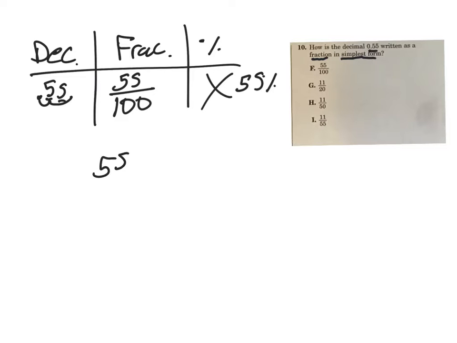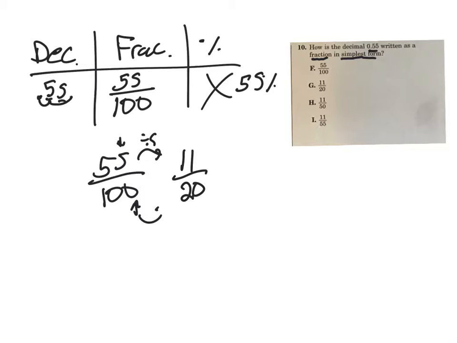So 55 over 100. If there's a 5 and a 0, I know they can each be divided by 5. That's 11 over 20. Divide this side by 5. Divide this side by 5. So 11 over 20. That's as simple as they get. Nothing will go into 11. So the answer is G. All right, we have 2 more to go.